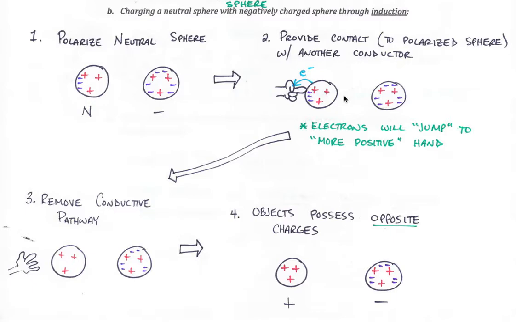The second step is to provide contact to that polarized sphere with some other conductor, usually a hand, it could be another metal sphere, it could be a copper wire, anything that allows electrons to move freely. In this case, because the electrons would like to be as far away, electrons will jump from the sphere into the hand and eventually to the body, because that allows them to get away from this negatively charged sphere to an even higher degree. They would like nothing more than to get as far away as possible. Once a pathway has been provided, they will take that chance.